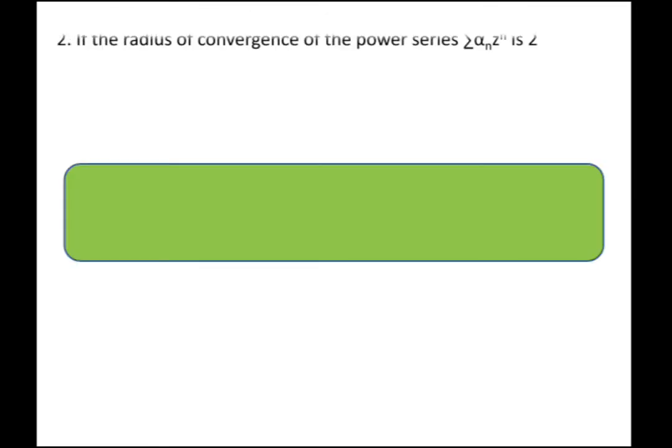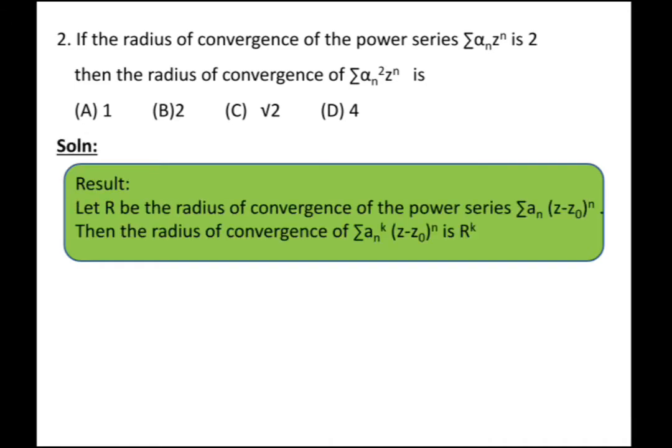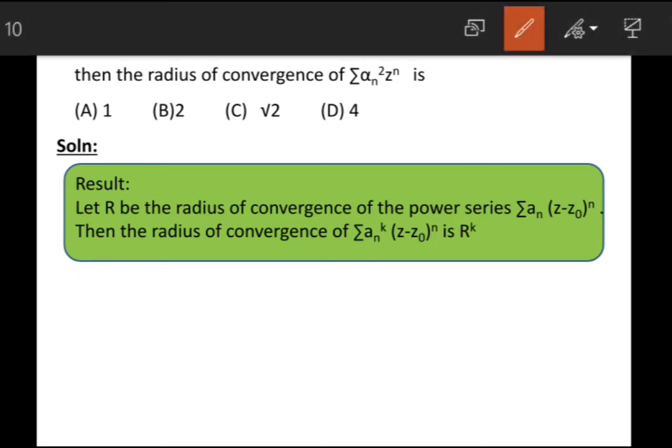Next question. If the radius of convergence of the power series sum a_n z raised to n is 2, then the radius of convergence of the series sum a_n square z raised to n is, these are the options. So here we solve this problem by using this result. The result is, if the radius of convergence of the power series sum a_n (z minus z naught) raised to n is r, then the radius of convergence of the series sum a_n raised to k (z minus z naught) raised to n is r raised to k.